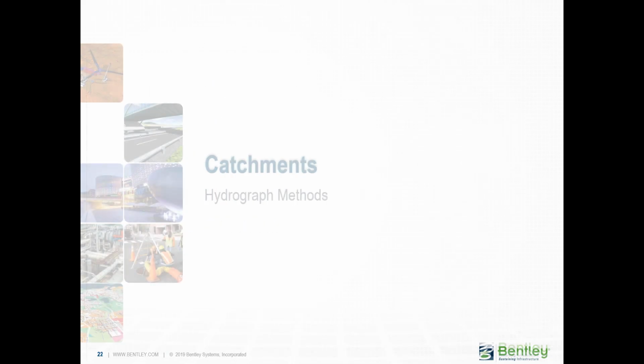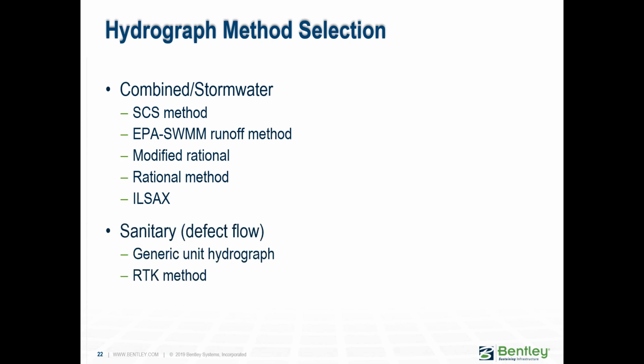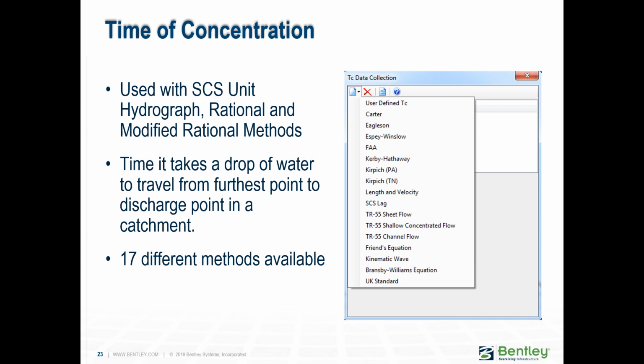And for the hydrograph methods, for combined stormwater, we have the CSS method, EPA SWMM, modified rational method, and USEX. And for sanitary, we have the generic unit hydrograph and the RTK method. For time of concentration, we have these 17 different methods available. Normally, you need to use what your local government indicates.